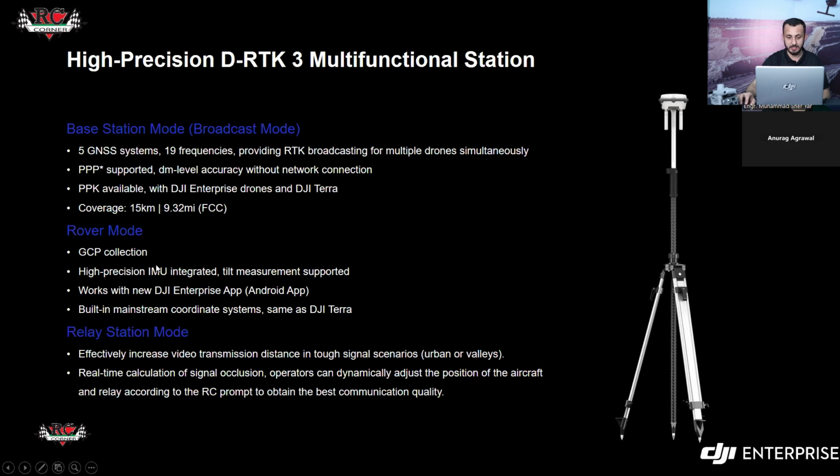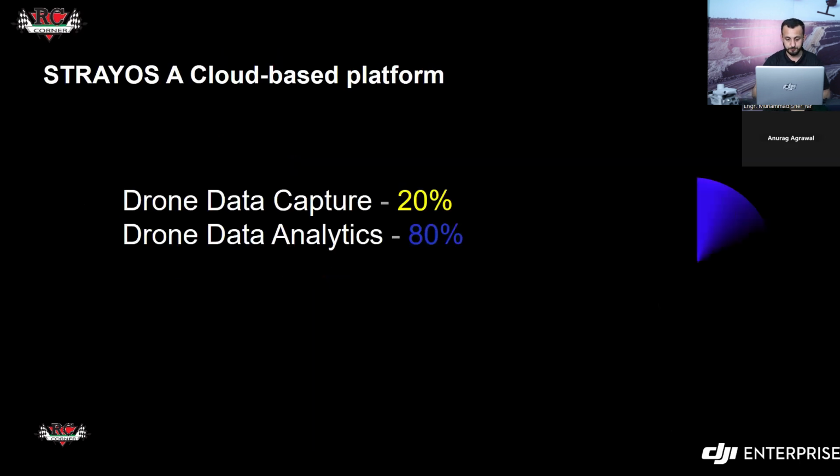It has the DJI Enterprise Smart application, which will give you the ground control point coordinates, the same as DGPS devices like base and rover. So you can move it around and take GCP control points anywhere you want. And it can also work as a relay station, where there is tough terrain with signal loss. So you can also put it in relay mode.